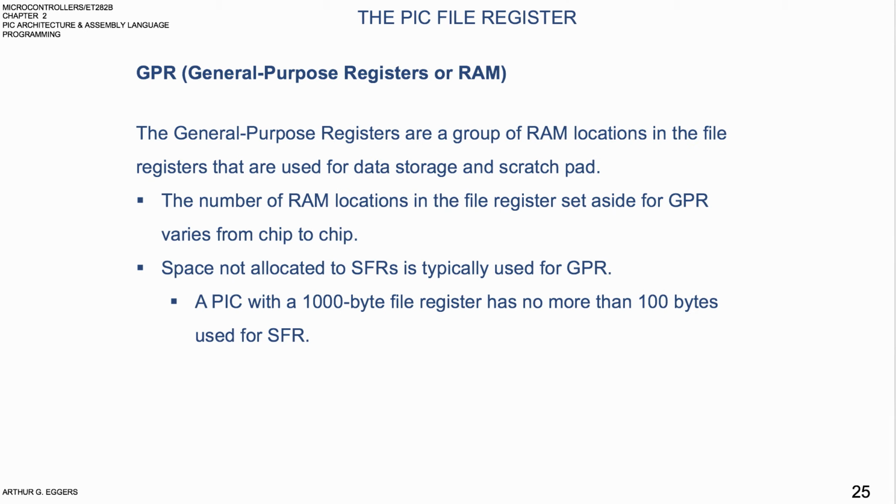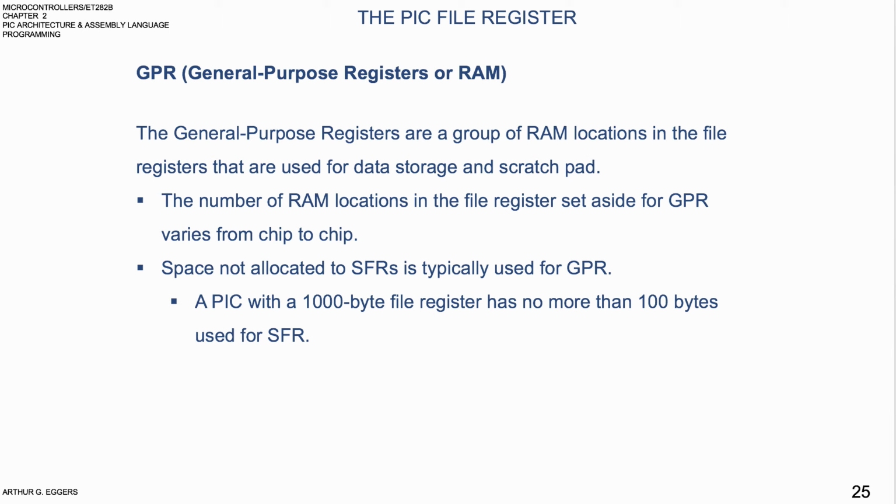On the other hand, the general purpose registers, or the GPRAM, are a group of RAM locations in the file register that are used for data storage and scratchpad. Each location is 8 bits wide and can be used to store any data we want as long as it's 8-bit. Again, the number of RAM locations in the file register that are set aside for general purpose registers can vary from chip to chip, even among members of the same family.